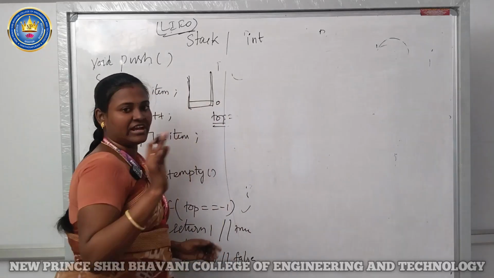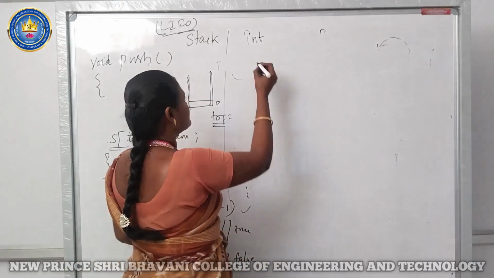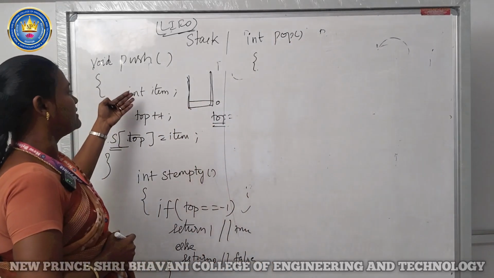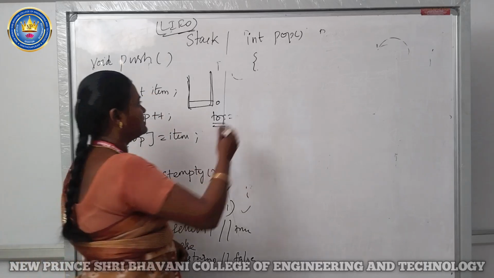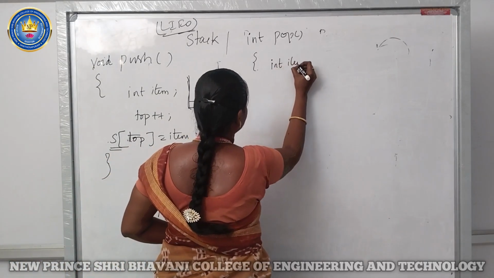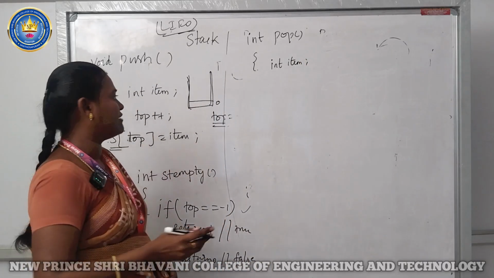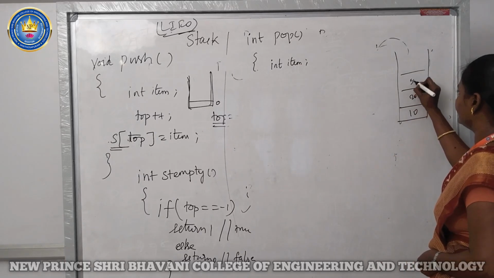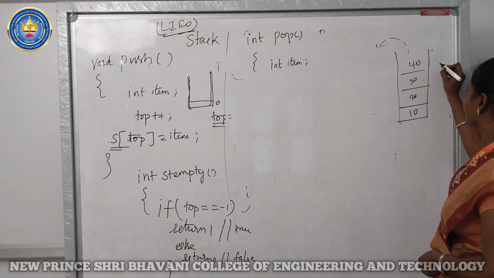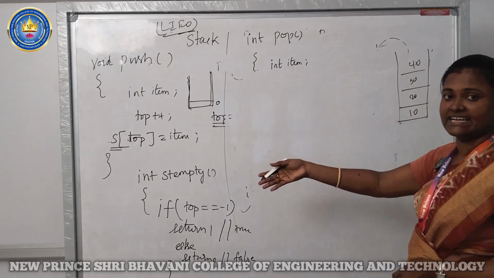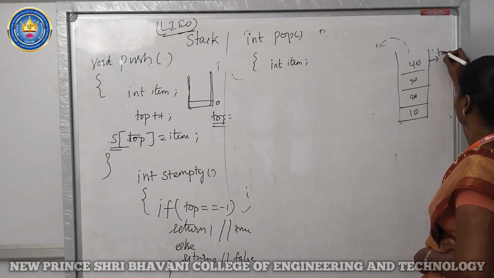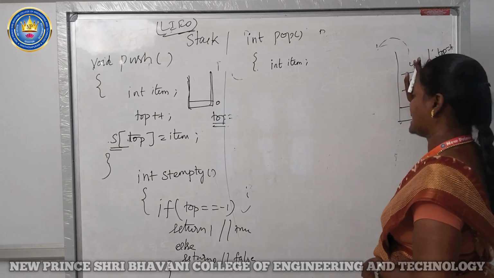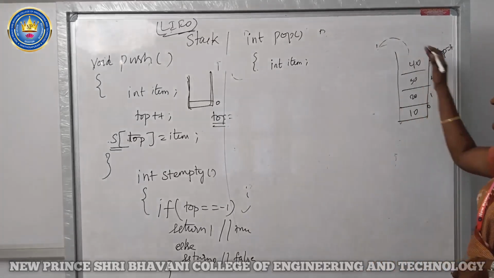Every operation can be written in a function. So int pop, similar to the push operation. We have to delete some item, which can be declared by int item. Next, in the stack some elements are filled: 10, 20, 30 and 40. The top pointer will be at the final element, that means the recently inserted element is noted by top: 0, 1, 2, 3. Now the top value is 3, so the stack is full. After performing the push operations, the stack looks like this.